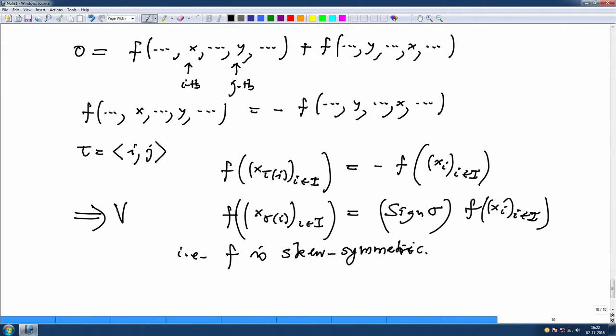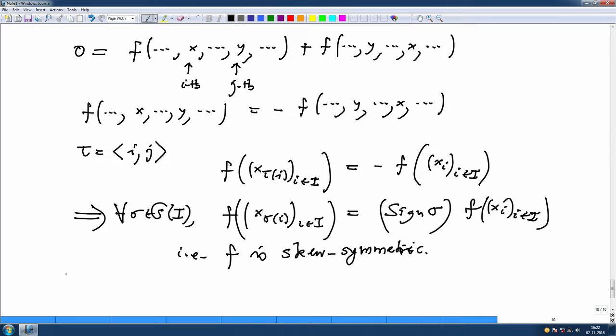This is true for every sigma. Here is where we use that every permutation is a product of transpositions, as many transpositions as either even or odd, depending on whether the sign is 1 or minus 1.